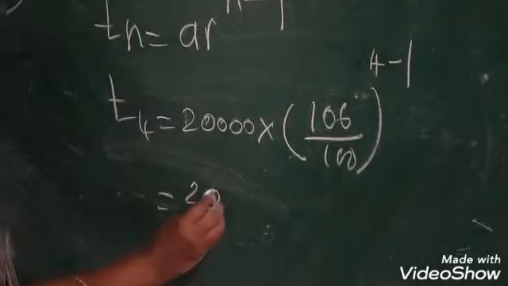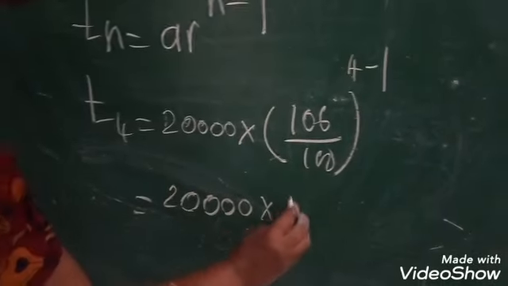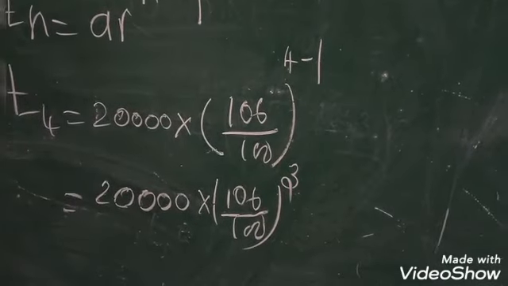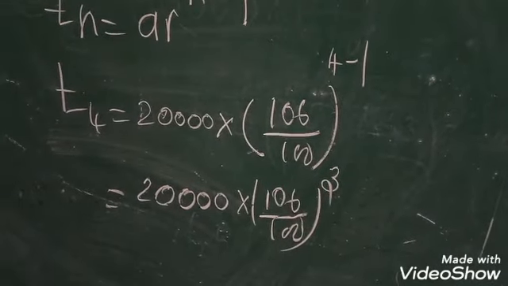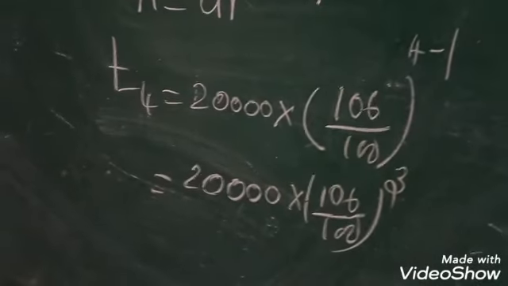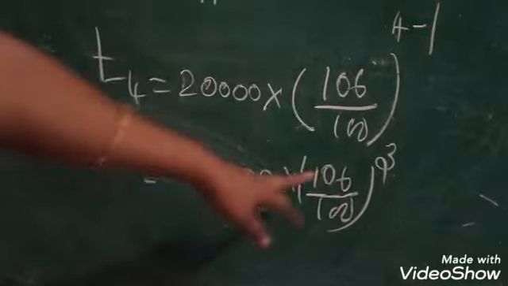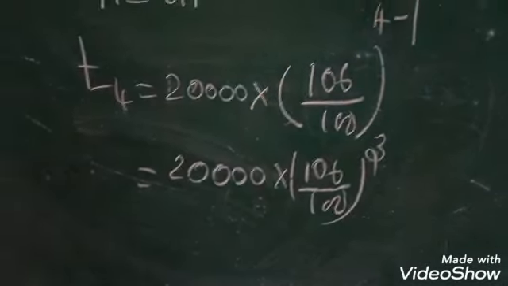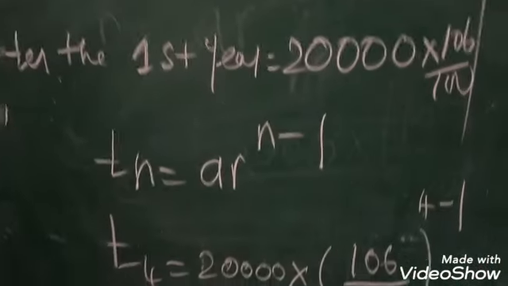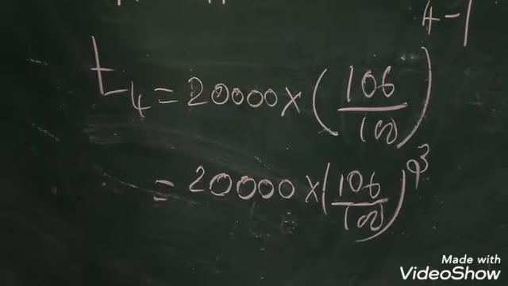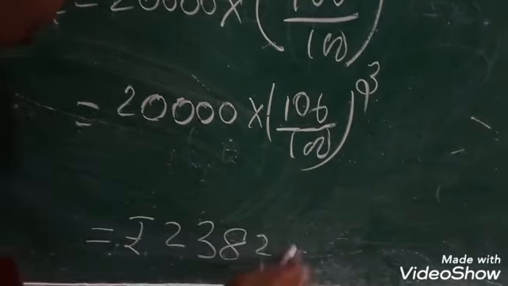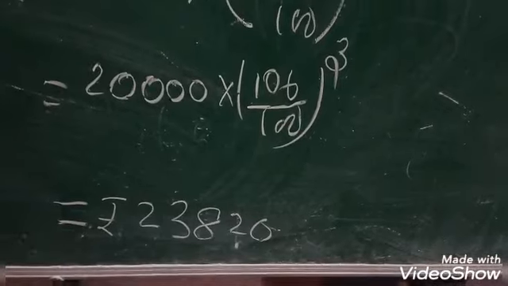Now 20,000 into 106 divided by 100, you want to put 3. After the 4th year means 1 to 2 is 1 year, 2 to 3 is the second year, 3 to 4 is the 4th year. So we are writing 4 minus 1, 3. Okay girls, this is for offer A. If you simplify you will get one answer. What is the answer? That is your part girls. So rupees 23,820. This is for offer A.